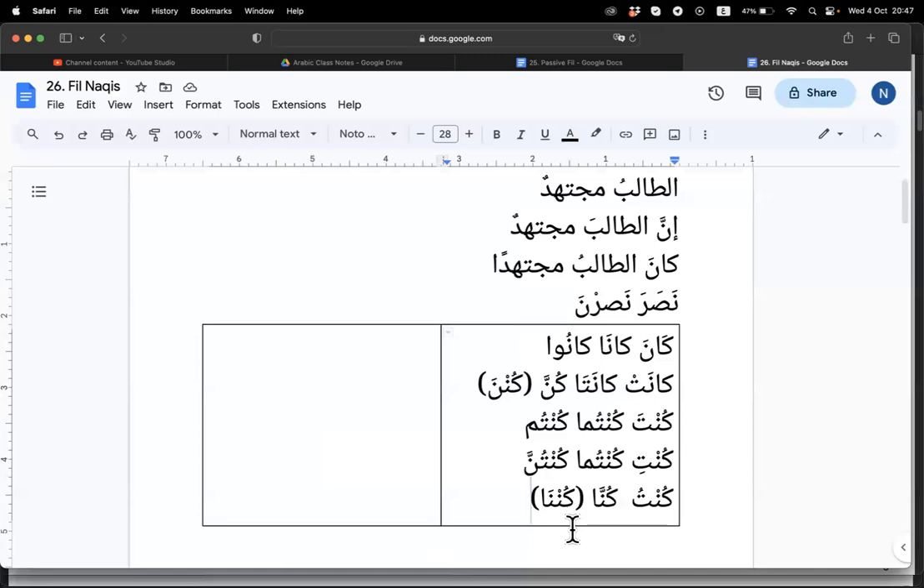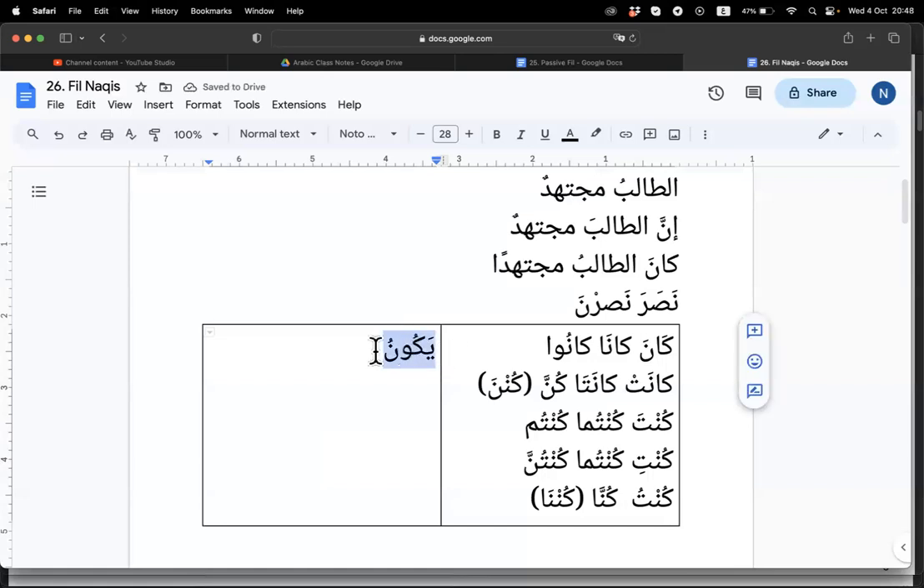The thing to remember is whenever you see kuntum, kunna, kuntu, kunta, this is actually from kana. Mudhari is what? Do you remember? Kana yakunu, am I right? Good. Yakunu. This is huwa, mudhari.